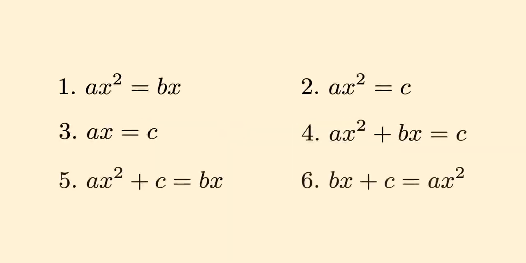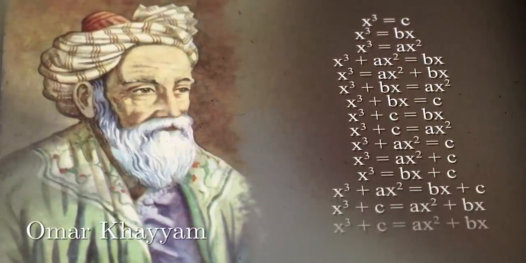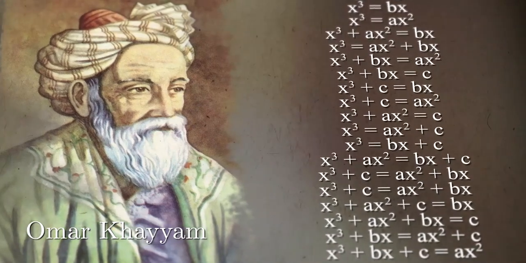Instead, there were 6 different versions arranged so that the coefficients were always positive. The same approach was taken with the cubic. In the 11th century, Persian mathematician Omar Khayyam identified 19 different cubic equations, again keeping all coefficients positive.